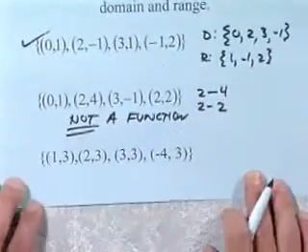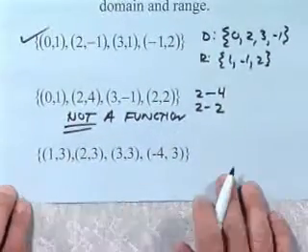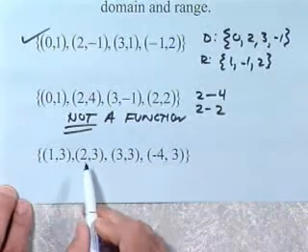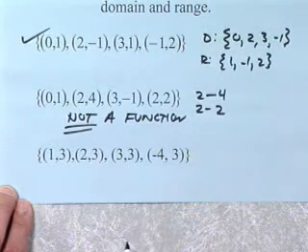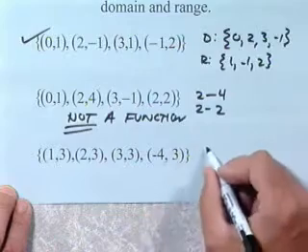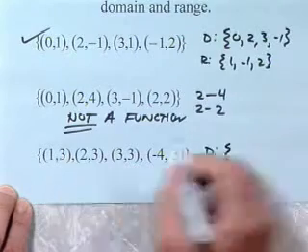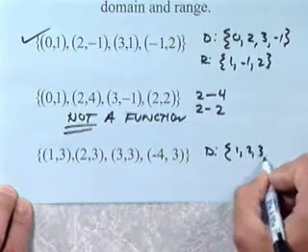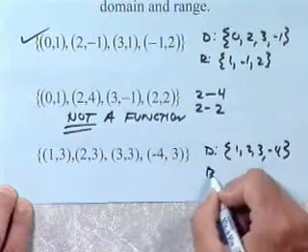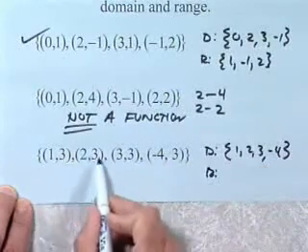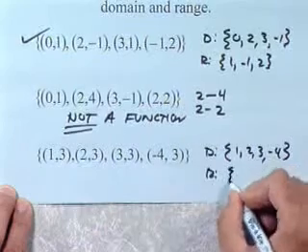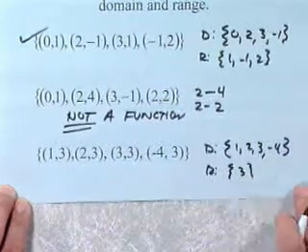Okay? Let's figure out the domain of this relation. The domain, 1, 2, 3, and negative 4. The range, let's go ahead and write this. The domain is 1, 2, 3, and minus 4. The range, notice the y values are always 3. So the range just has one element, 3.